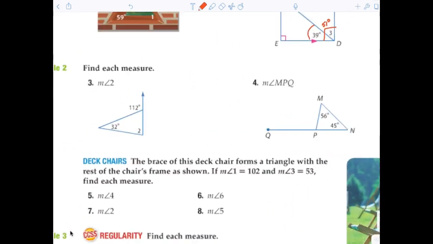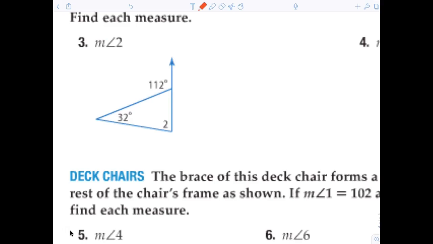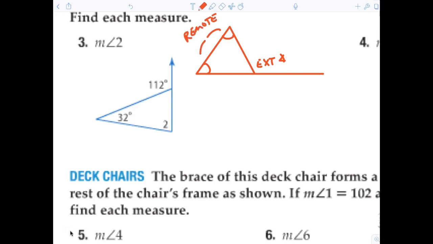All right, here we go. Number 3. Now, I want to show you something here real quick. Everybody take a look at this. Here is a triangle, and this will make sense to you. This is called an exterior angle. Everybody with me? These 2 angles over here are called the remote interior angles. Is this angle right here still an interior angle? Yes, but it's not a remote. It's connected to the exterior angle.